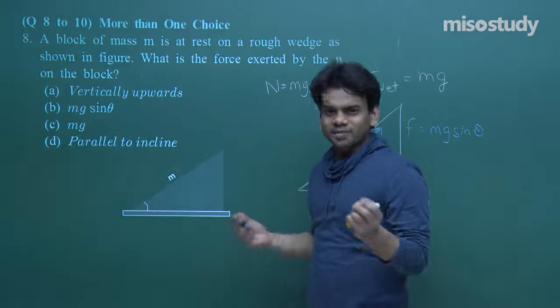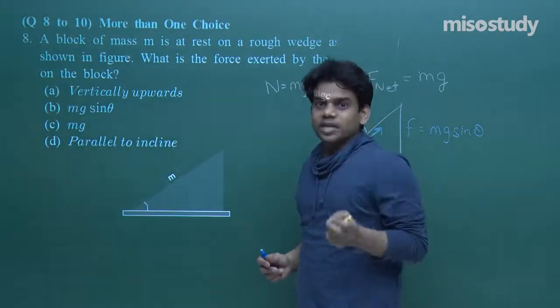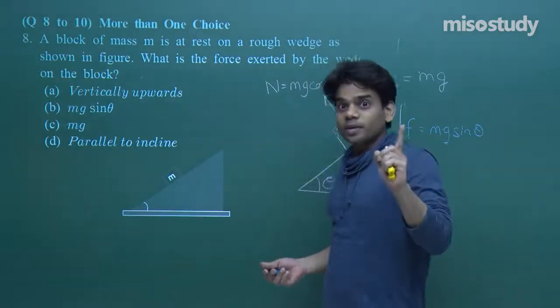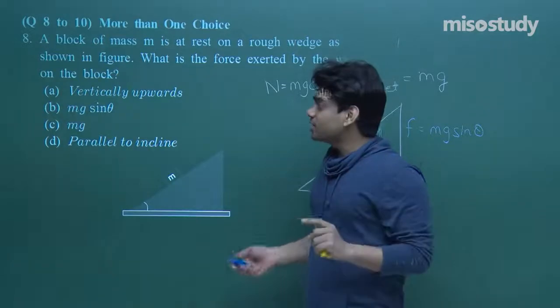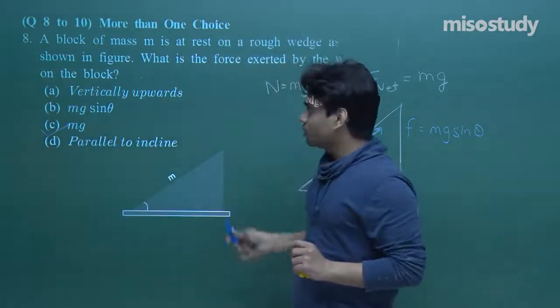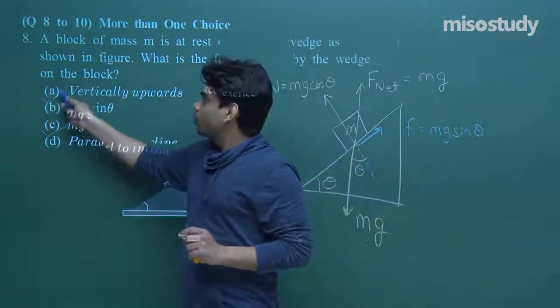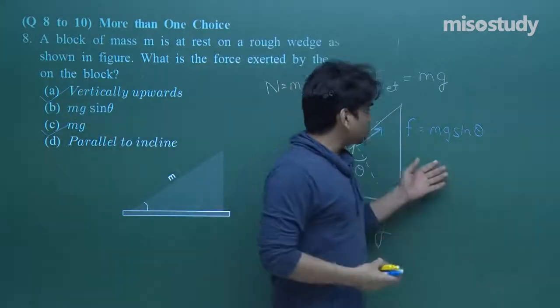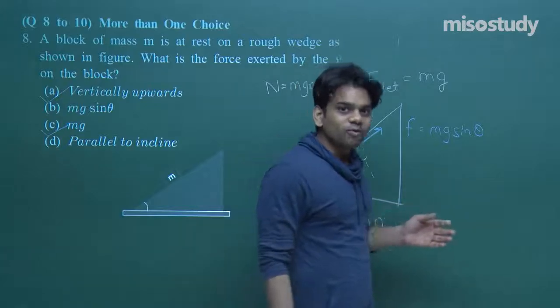It's a simple question. It may seem like that as I solve it, but in the examination you may think, why not give a normal reaction, that will be mg cos theta. That is where people get confused. Don't get confused. The answer is mg, not mg sin theta or mg cos theta. Mg, and it's acting vertically upward. So A and C are the right answer. So take note of this diagram, take note of the solution, and let me start with the next question.